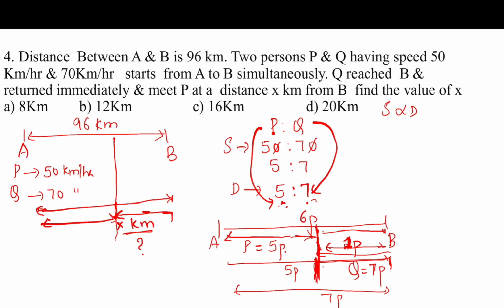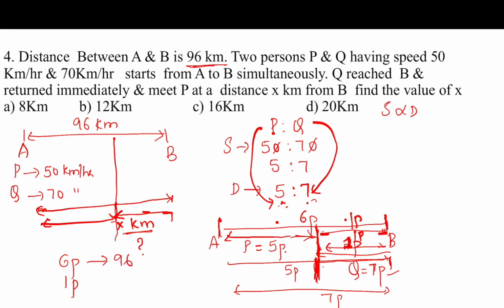So this remaining is 1 part, which will go till B, and again 1 part which Q is coming back. So totally it is 2 parts. Okay, so total travelled by Q will be 7 parts. So the total distance from A till B is 5 parts plus 1 part, it is 6 parts. Then we know that 96 kilometers is the distance between A and B. That means 6 parts is 96 kilometers.